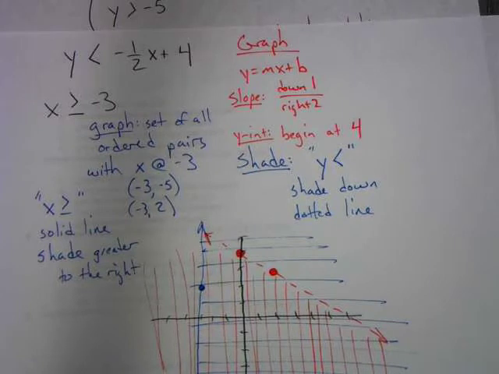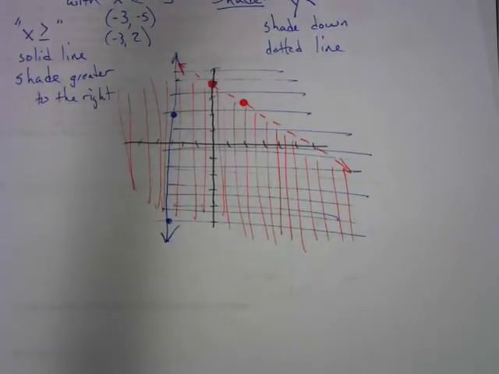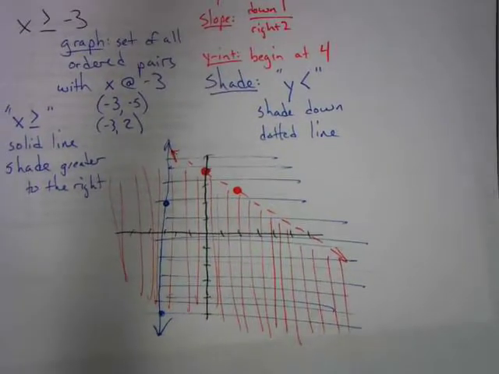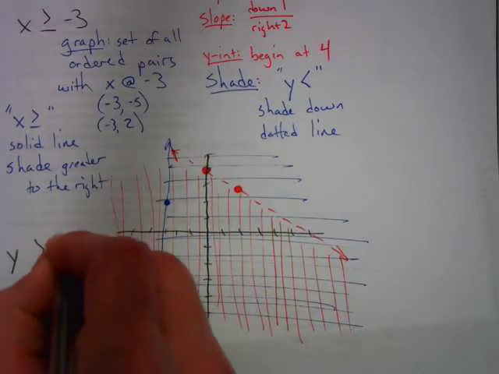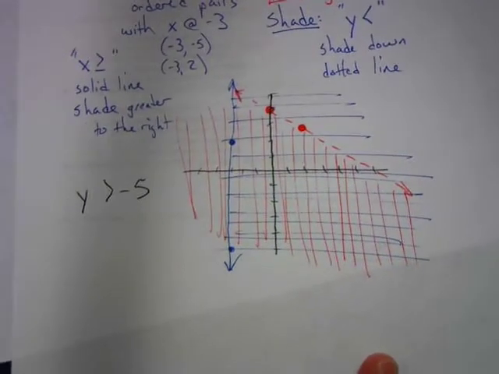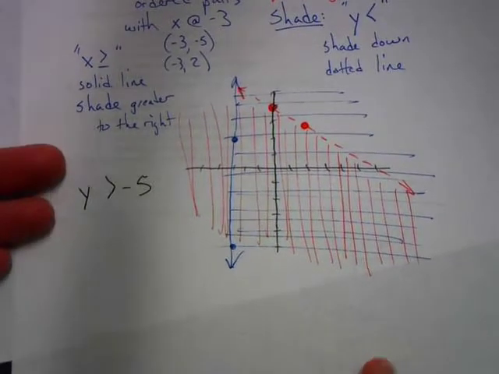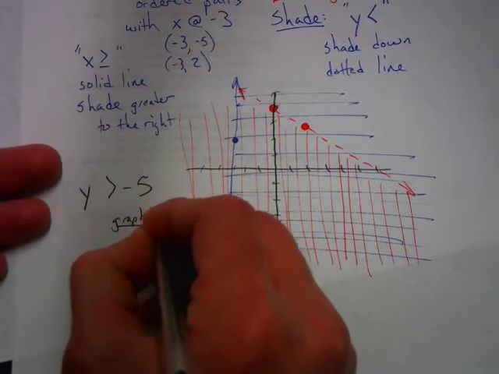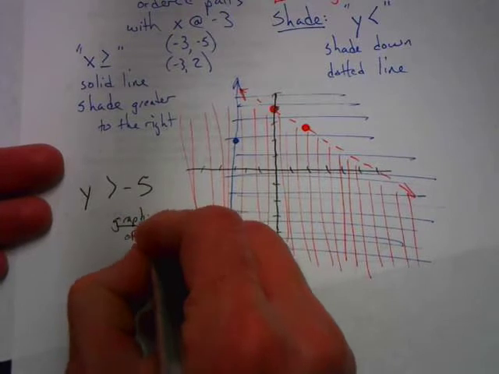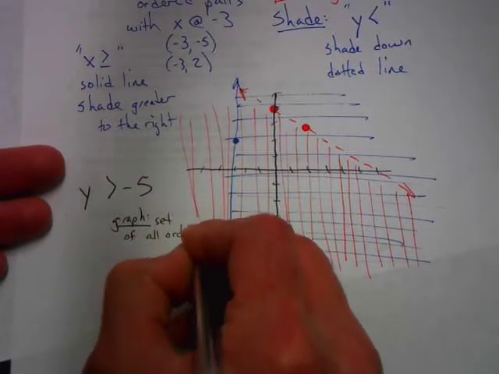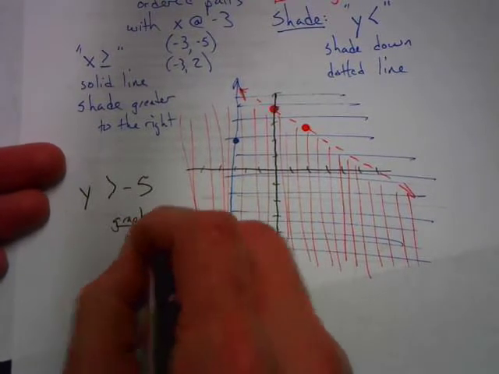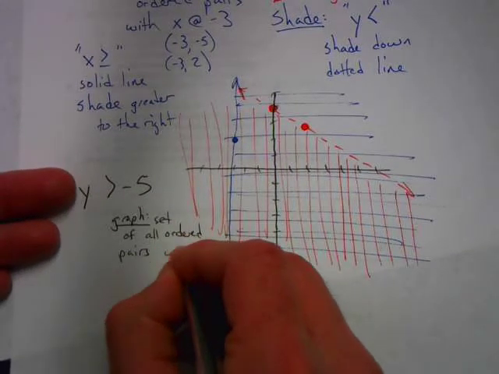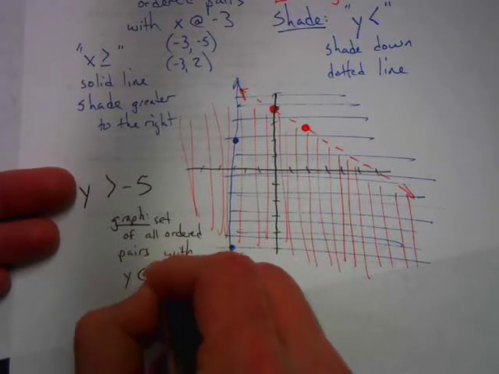So we've sketched our first two, time for the last one. Let's sketch the fourth one. And we're looking at y is greater than -5. So here's the inequality that we're looking to graph. And remember from before, what is a graph? A graph is the set of all ordered pairs that makes the statement true. So we're looking for all ordered pairs that have a y at -5. Okay? So we're looking for the set of all ordered pairs with y at -5.